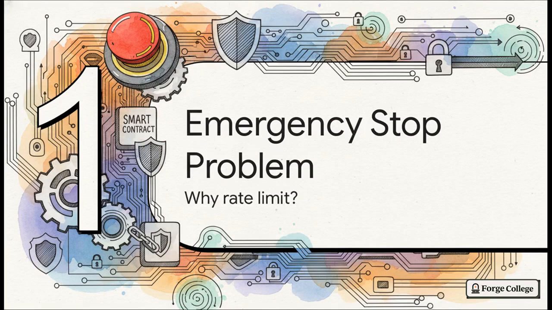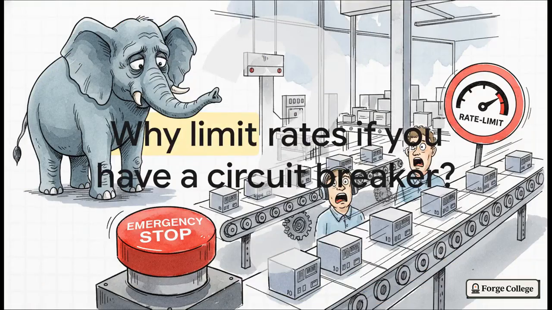Part 1, the emergency stop problem. All right, let's address the elephant in the room right off the bat. If we already built a super robust circuit breaker into our smart contract, why on earth do we even need rate limiting? It's a completely fair question. Think of circuit breakers like your factory's massive red emergency stop button. They are absolutely essential for preventing total catastrophes. But honestly, they're a terrible, blunt instrument for managing everyday heavy traffic. You wouldn't shut down the entire factory and send all the workers home just because one single conveyor belt is moving a little too fast, right?